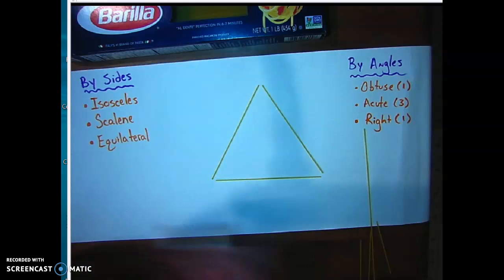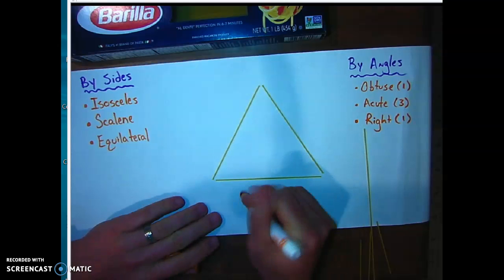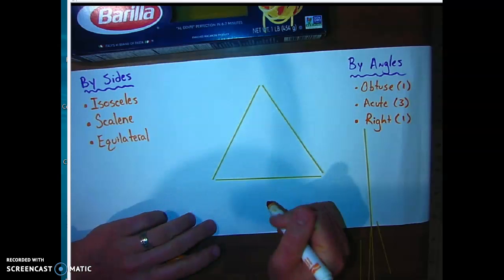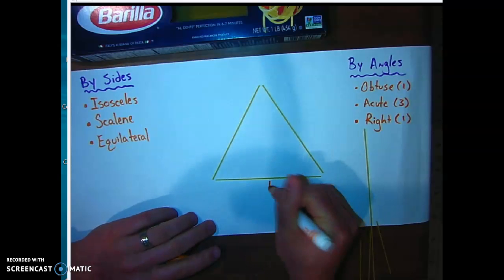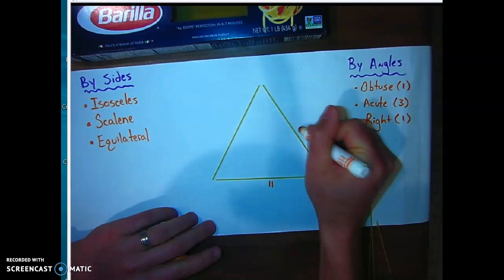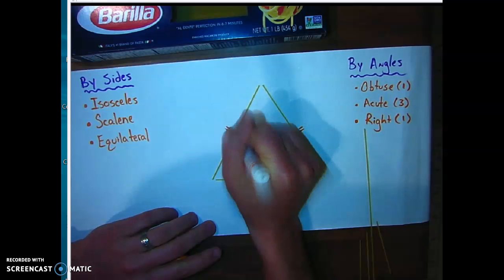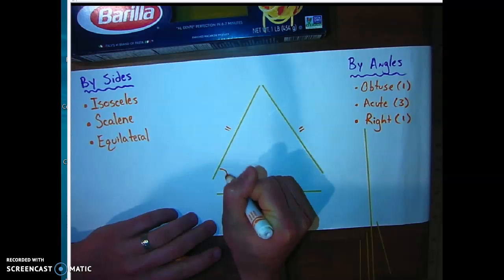So let's see, if it's equilateral, because all the sides are equal, well, now I'll draw a little tick mark here at the side to show that my sides are equal. Now I'm going to look at my angles.